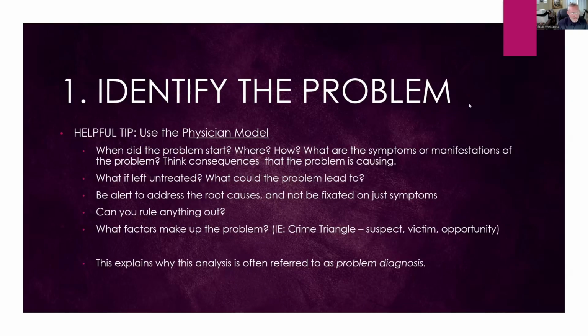The first step of the 8-step decision-making process is identify the problem, and this is the physician model I just referred to. When did the problem start? Where? How? What are the symptoms? What's going to happen if we don't treat this? What could the problem lead to? Can you rule anything out? In your paper, list some specifics about what you're seeing, what you're hearing, and what the consequences are, and then you can move on to step 2.